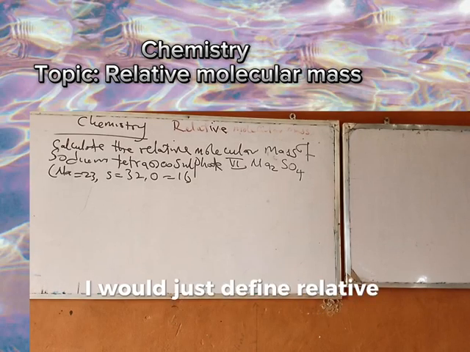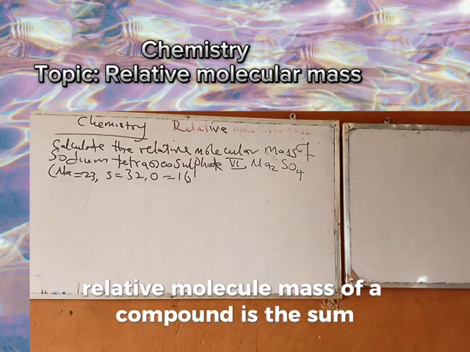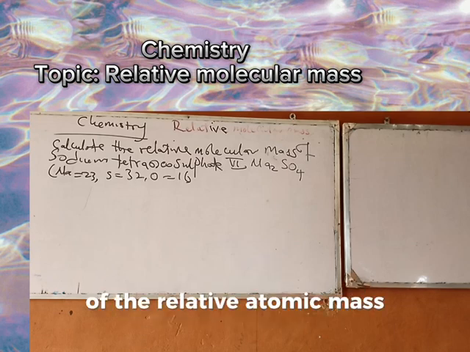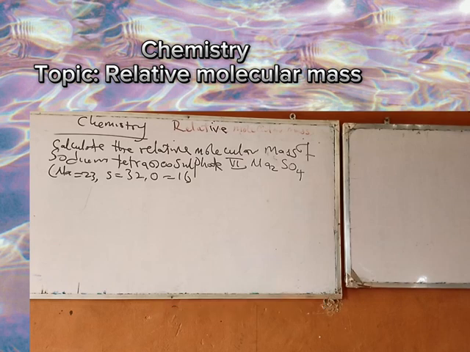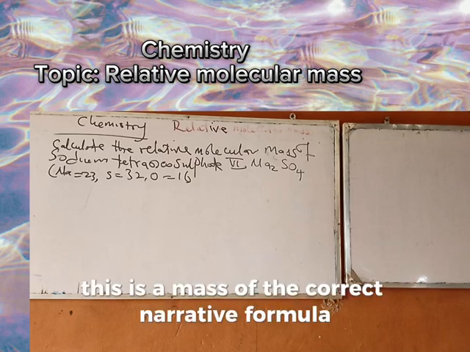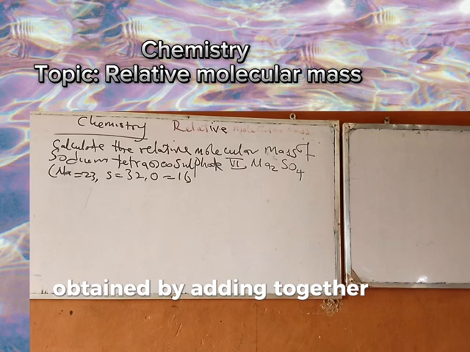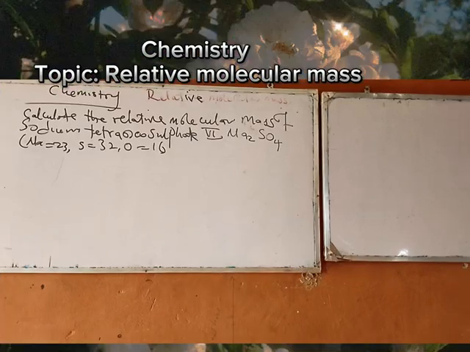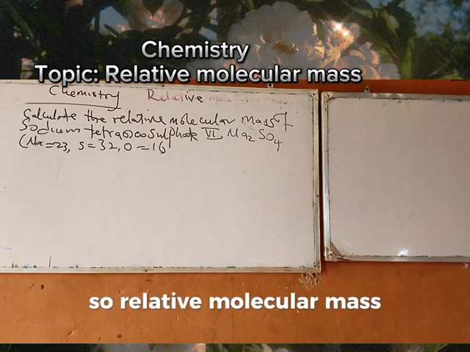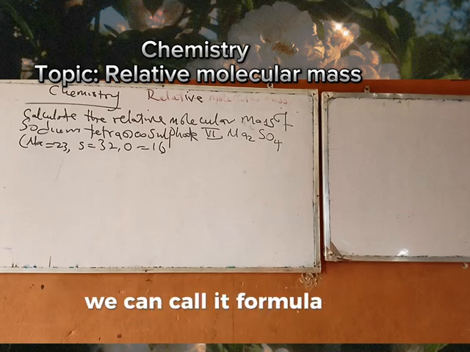I will just define relative molecular mass in simple terms. The relative molecular mass of a compound is the sum of the relative atomic masses of all the atoms in one molecule of the substance. It is the mass of the correctly written formula or molecule of a compound, obtained by adding together the appropriate relative atomic masses of all the atoms of the elements present. In other words, we can call it formula mass.